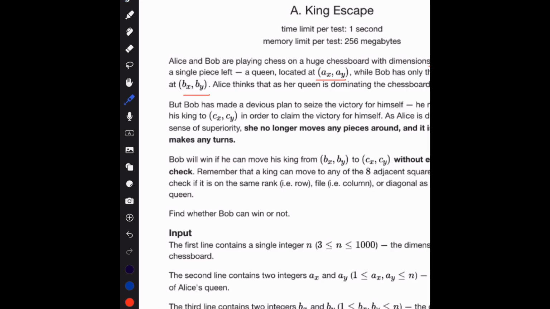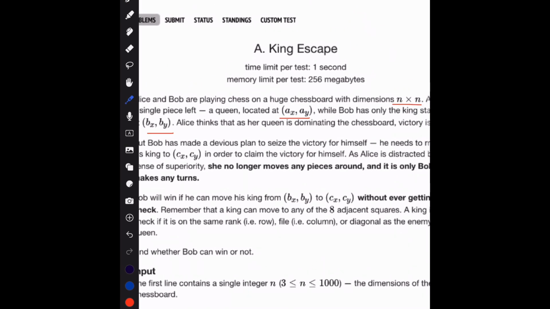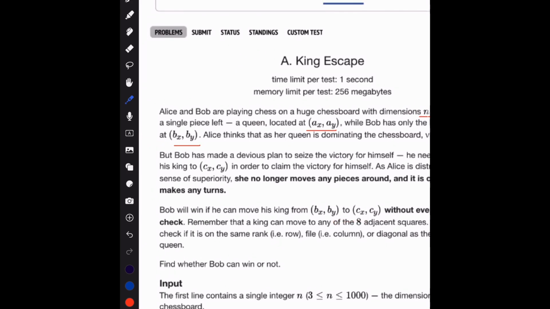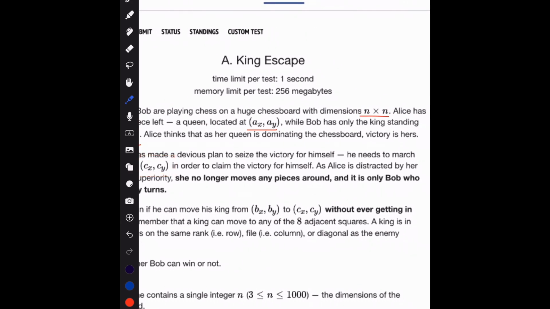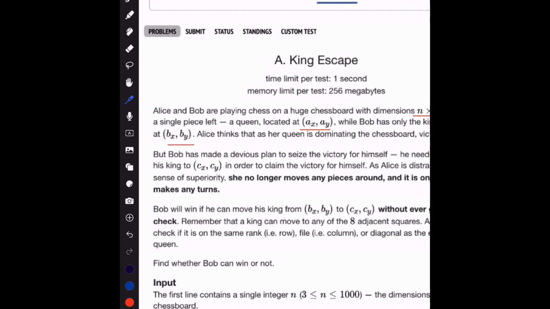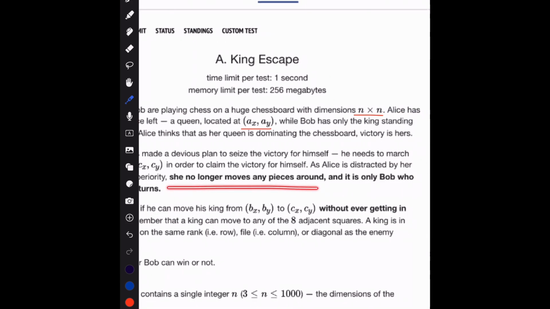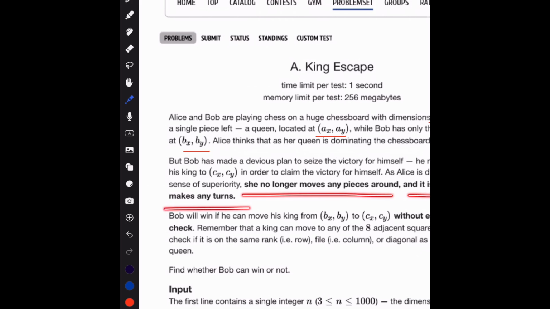Now if you look over here, Bob has made a devious plan to seize the victory. He needs to march his king to cx and cy in order to claim the victory for himself. As Alice is distracted by her sense of superiority, she no longer moves any pieces around and it's only Bob who makes any turns.